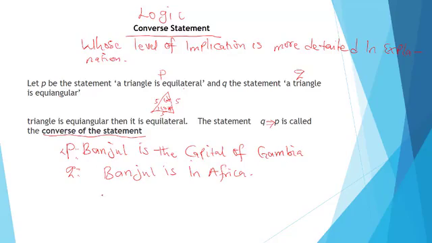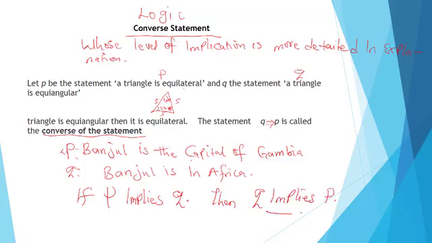what you have to do is you say, if P implies Q, then Q implies P. This is the rule that specifies a converse statement, just like the first example we have here. If a triangle is equilateral and Q is the statement a triangle is equiangular, then being equilateral makes the triangle equiangular, and being equiangular also makes it equilateral. So this is another good example of a converse statement.